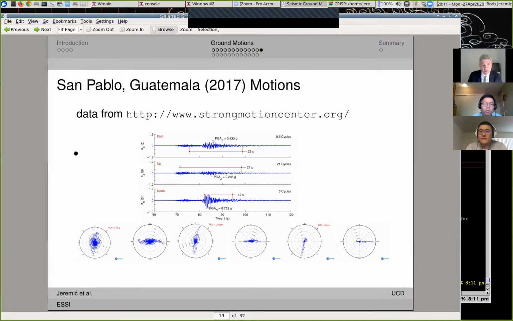There's another earthquake that was recorded a few years back. This is from the Strong Motion Center website. This earthquake had very much direct effects in this direction, and these are displacements and accelerations. Very much a lot of directivity in this earthquake. But these are very rare earthquakes. In general, there are three component earthquakes, and we'll spend time on that.